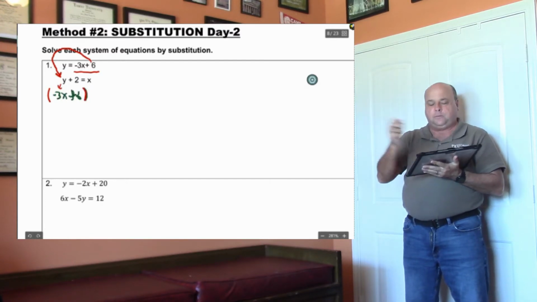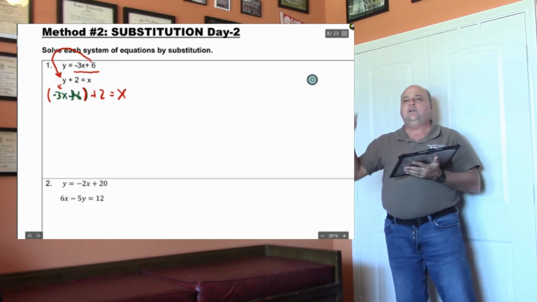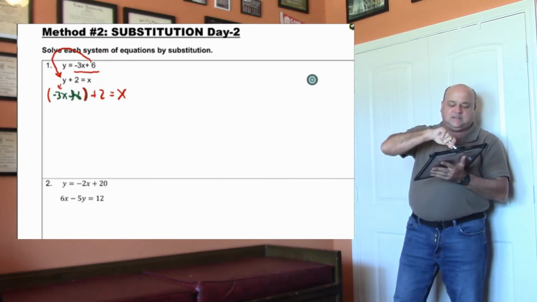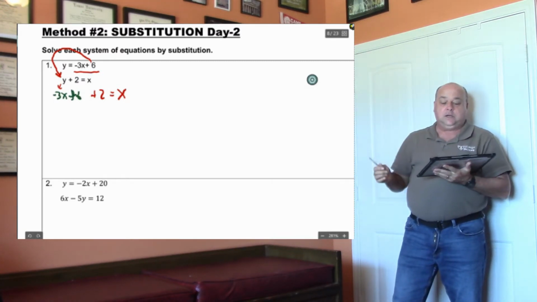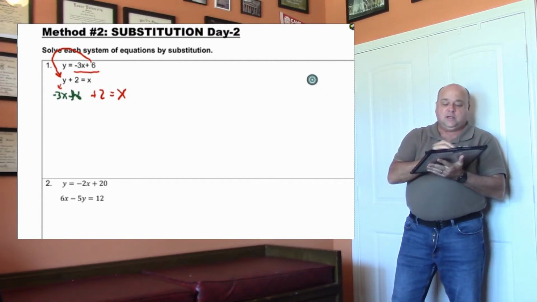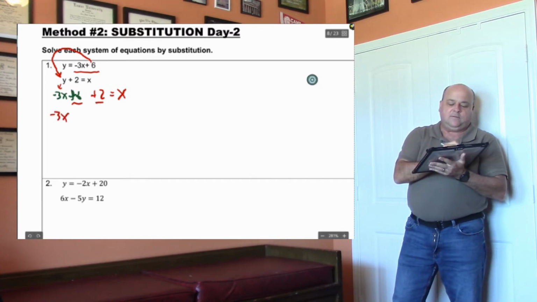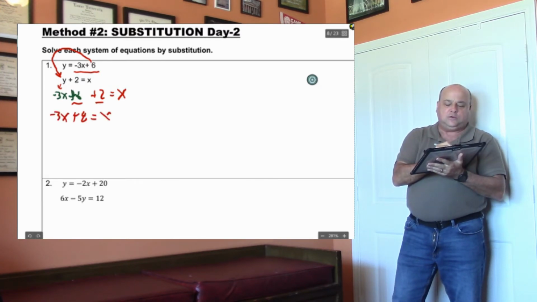Okay, now then I'm going to keep writing down the problem. Plus 2 equals x. Notice there's nothing in front of the parentheses, so I really don't need it, do I? Because I'm not multiplying that y by anything. So notice I'm going to combine the 6 and 2 next. So I'm going to have negative 3x plus 8 equals x.